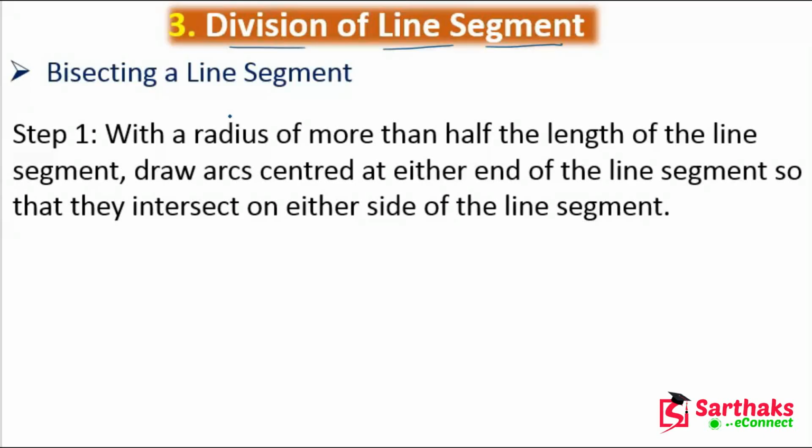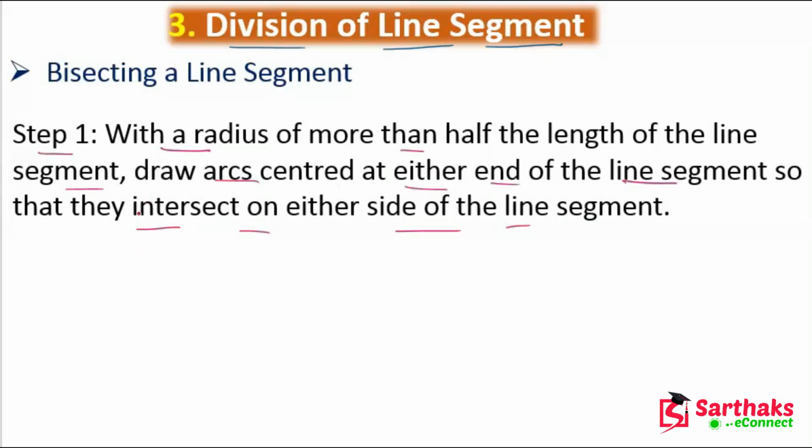So now first of all, we have to know bisecting a line segment. How to bisect a line segment without measurement, with the help of just compass and ruler. Step number 1: with a radius of more than half the length of the line segment, draw an arc centered at either end of the line segment so that they intersect on either side of the line segment.